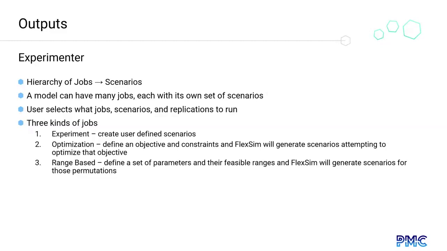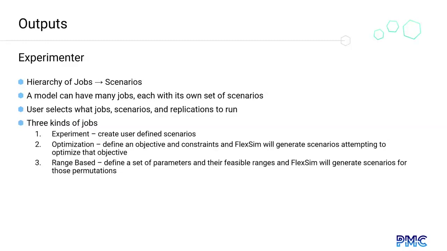And then lastly, we have optimization, which is where we define an objective and constraints. So an objective function, say we want to maximize throughput, and we're constrained by the cost of labor or like a limited amount of equipment. And then FlexSim will generate scenarios basically tweaking those parameters in order to find the optimal set of values for that objective. And then the user can select what kind of jobs, scenarios, and replications to run.